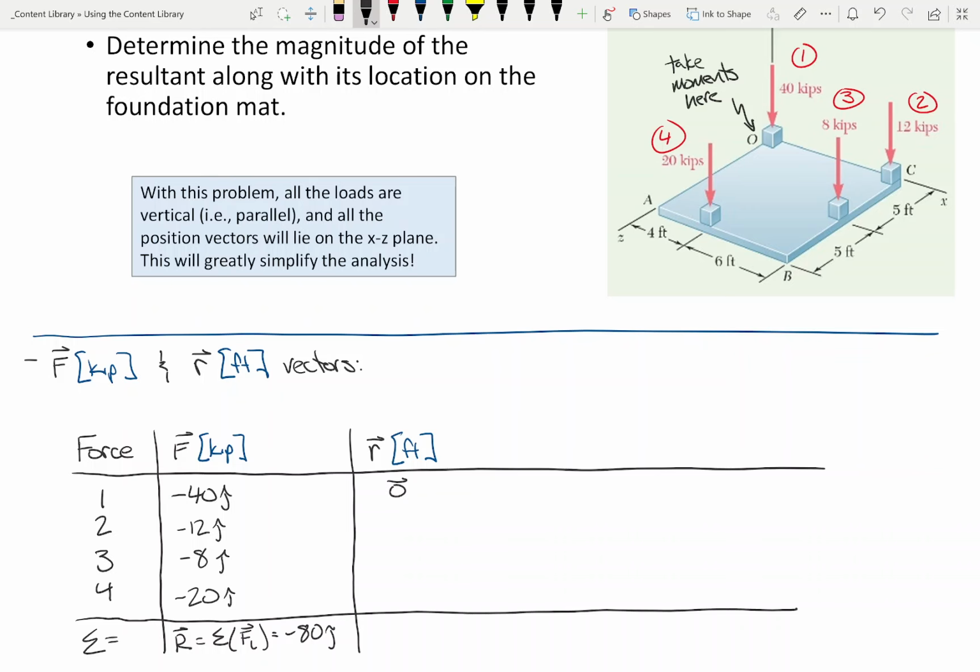Okay, let's look at force 2. From point O, from the origin, to point C, how far do I go on the x-axis? 10 feet. How far do I go on the y-axis? 0. How far do I go on the z-axis? 0. So this is going to be positive 10i, right?